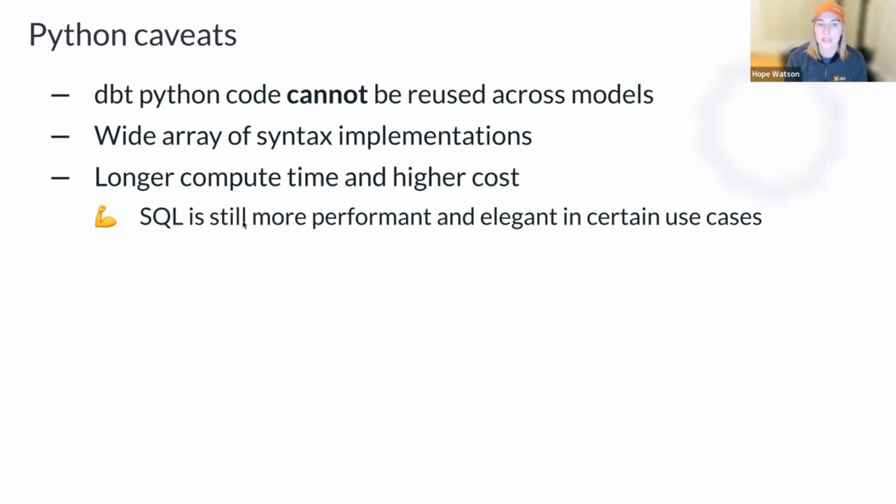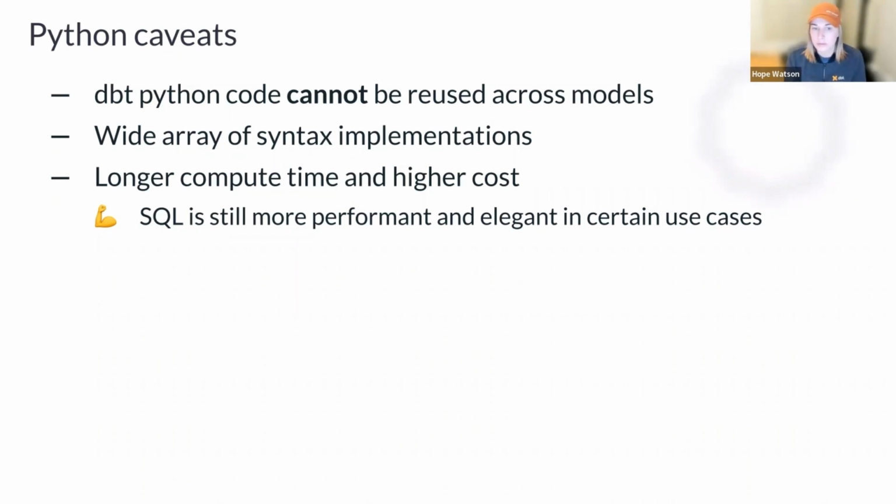So we have some Python caveats. The first one is that dbt code cannot be reused across models. So if you have two models that both require you to use pandas, you're going to need to write import pandas in each of those models. This is actually an open discussion, something that we're working on so we can have better do not repeat yourself or DRY code.